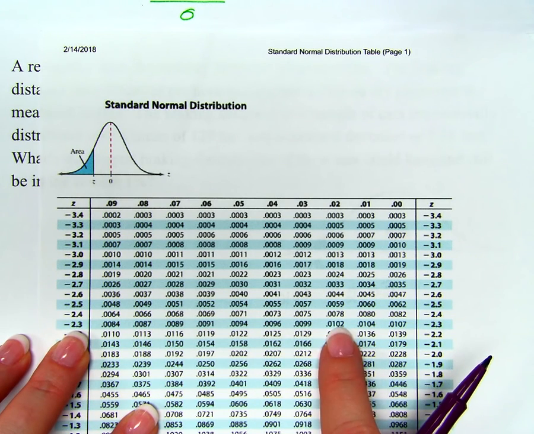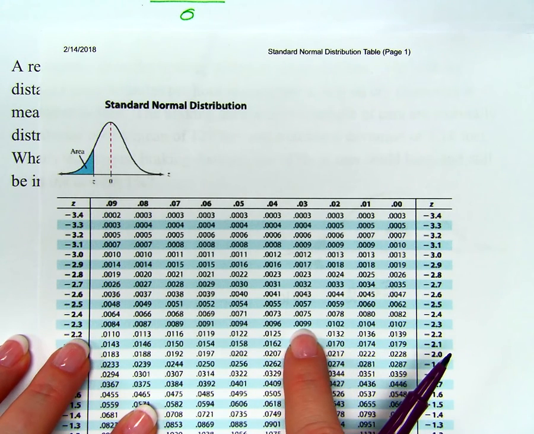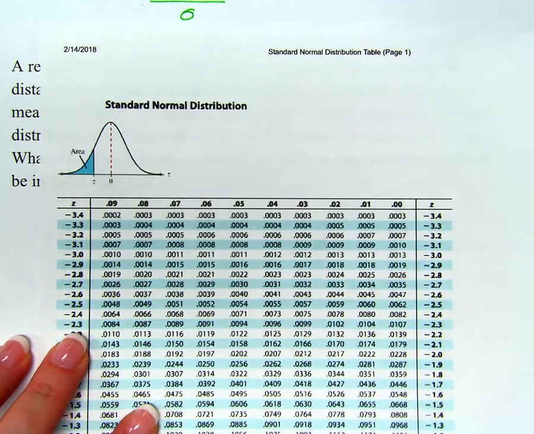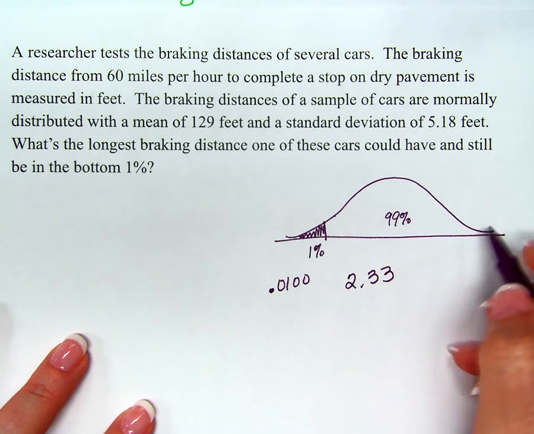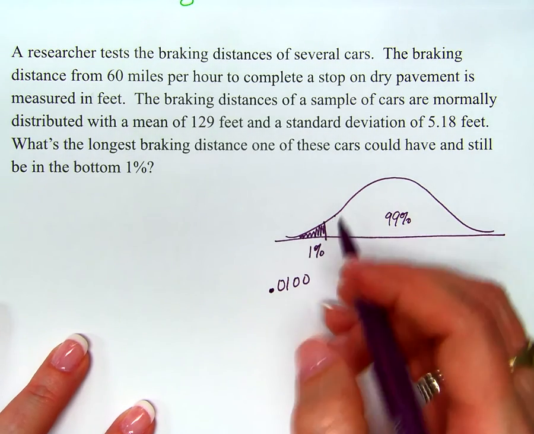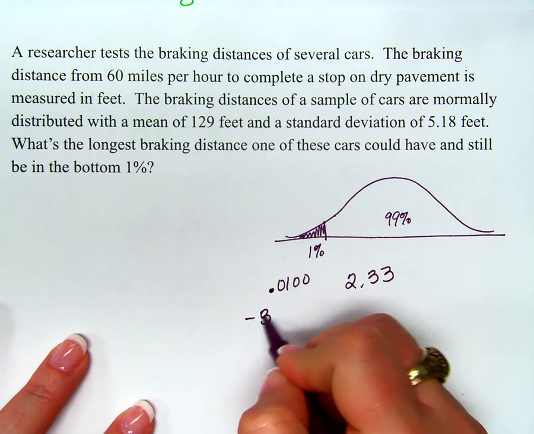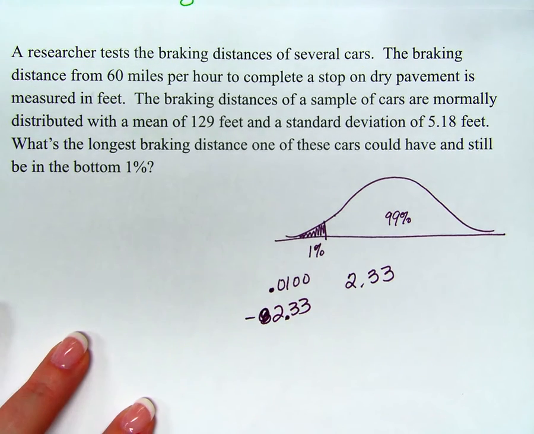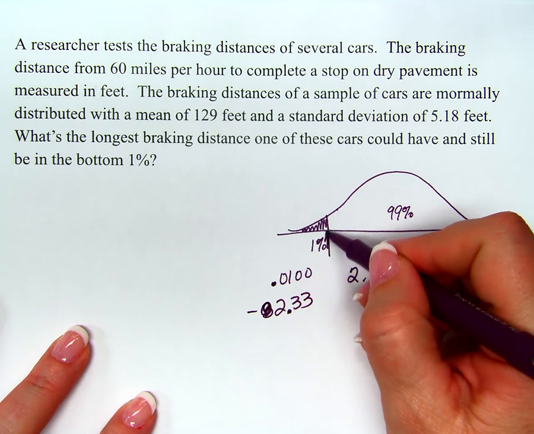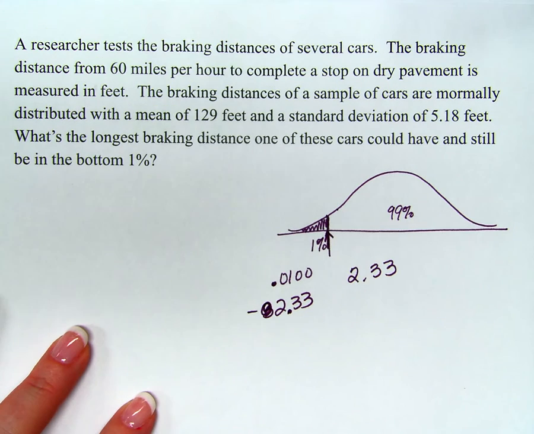Negative 2.32. Nope, that one's closer, isn't it? Negative 2.33. So 99% is the positive 2.33. The negative 2.33 comes right there. Okay, so negative 2.33 is what I'm talking about. That's that dividing line right there from the 0 in the middle.